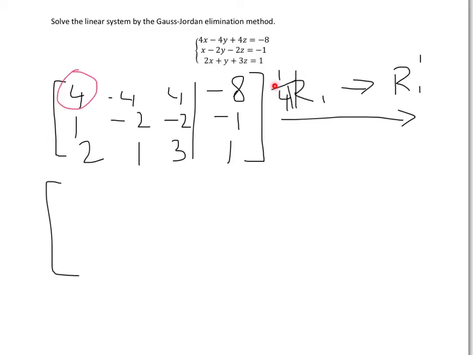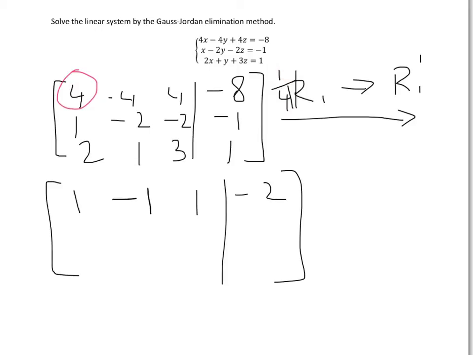So let's do it. 4 times 1 over 4 becomes 1. Negative 4 times 1 over 4 becomes negative 1. Positive 4 times 1 over 4 becomes positive 1. And then negative 8 times 1 over 4 becomes negative 2.